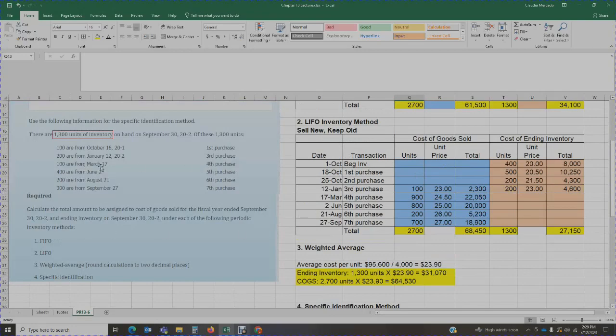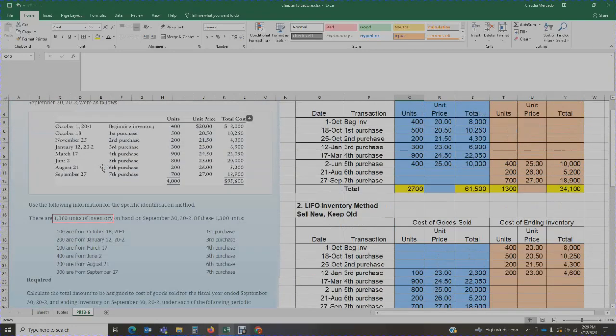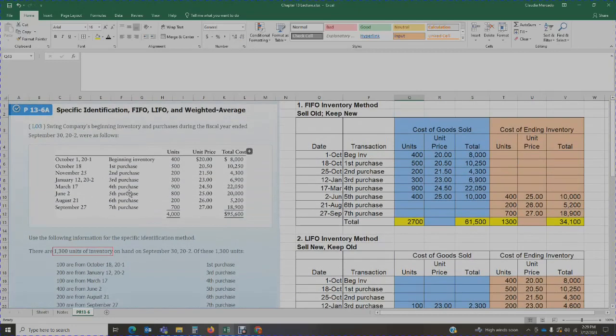The fourth purchase is March the 17th, and we have 100 units remaining. Okay, 100 units. So for March the 17th, we had 900. From those 900, we have 100 remaining. That means we must have sold 800 units. So we sold 800 and we kept 100.